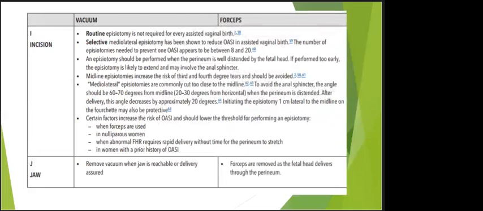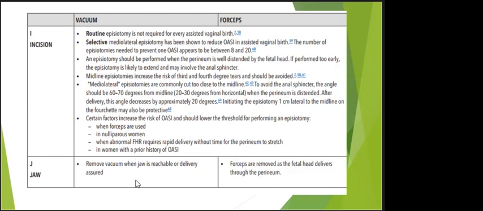Next, if and when there are signs of progression of the descent of the head, although it is not routine to do episiotomy, you may do episiotomy if it is deemed necessary. Selective mediolateral episiotomy can reduce obstetric anal sphincter injury for cases of assisted vaginal delivery. It should be a right mediolateral incision because with a midline incision, there is a risk of a 4th-degree laceration.